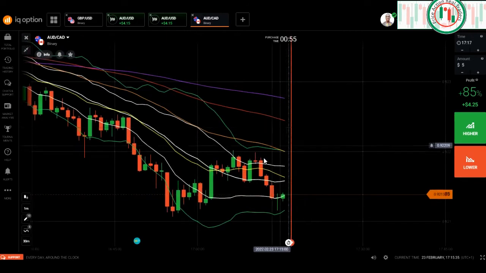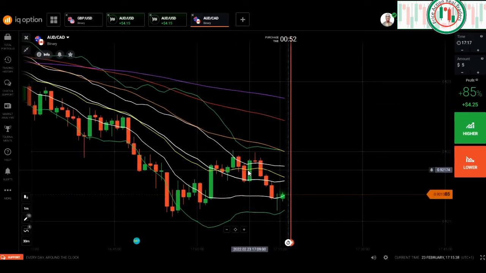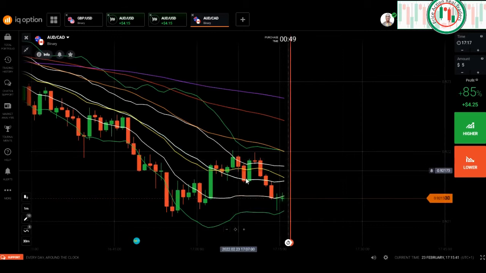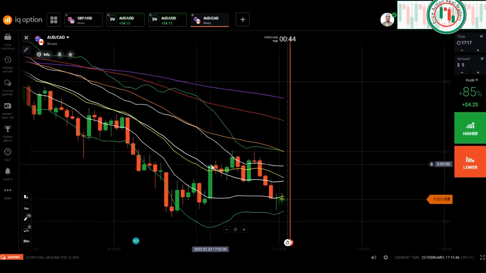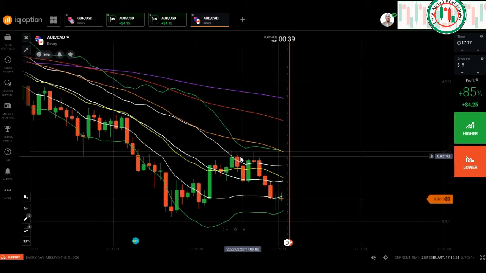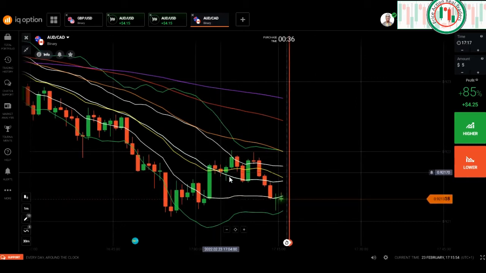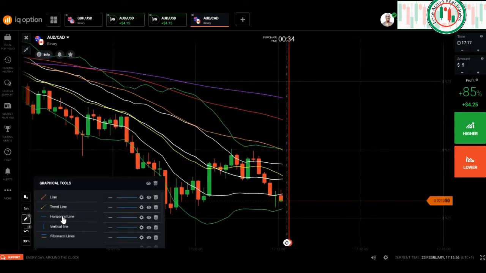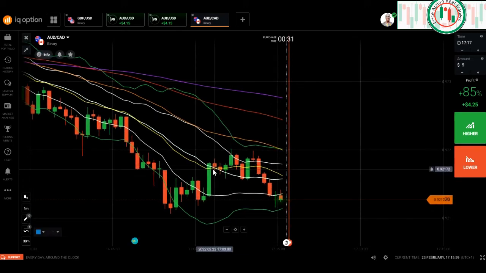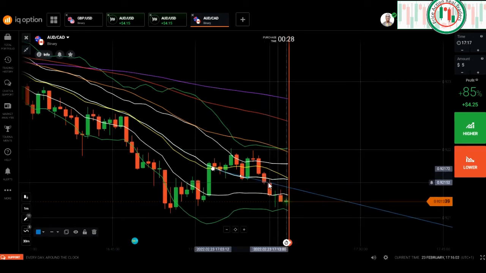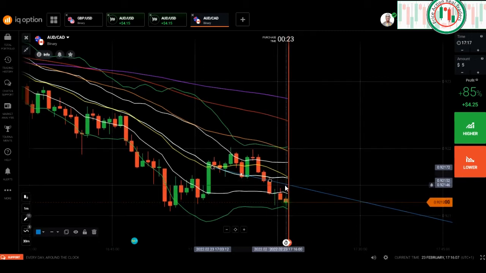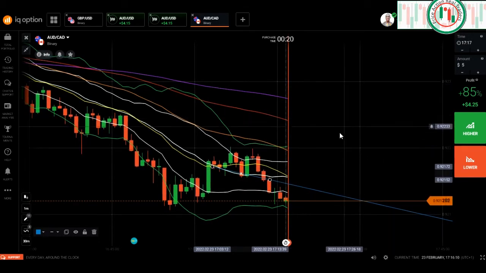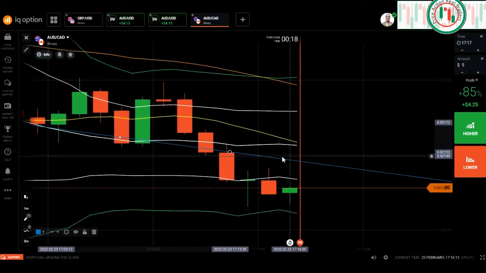Here you see a strong downtrend, double top, and then here is a head and shoulders. Yes, first shoulder, second shoulder, head, the neckline. This is the neckline here. So if the market pulls back from this level, I will place a put option because of this neckline.